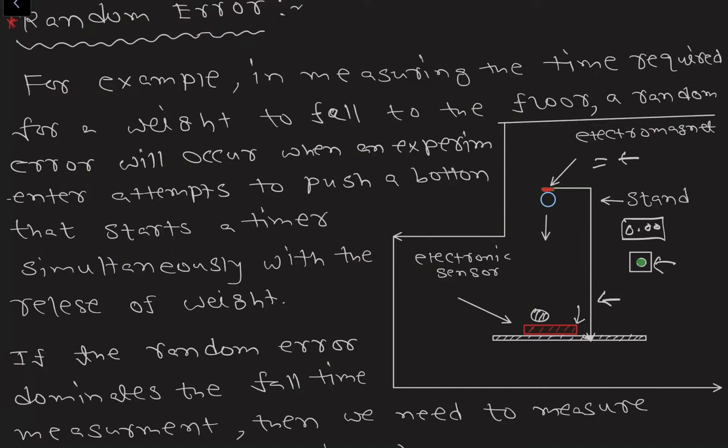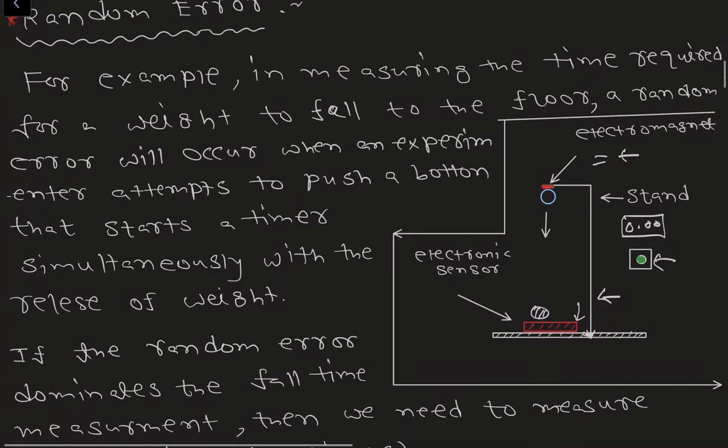Now let's say the height is some 2 meter or 5 meter. The height is quite low. Now what we will notice is that, like our oil drop experiment, here also every time we press the button and note the time, we will see some difference every time. The time will not be the same.